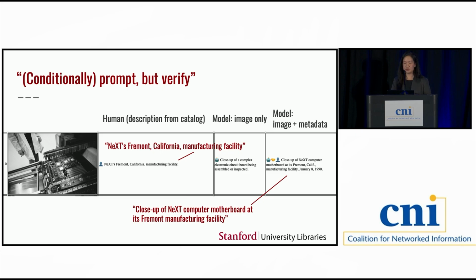Here's another example from the Doug Menuez collection. The human-supplied caption describes the location where Menuez took the photograph, but not really what's pictured. So again, the combination is an improvement as alt text: close-up of NeXT computer motherboard at the Fremont manufacturing facility.